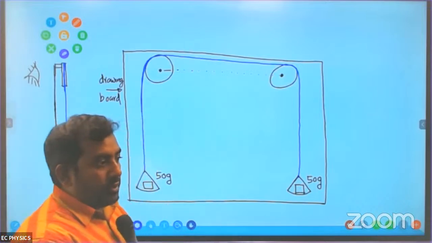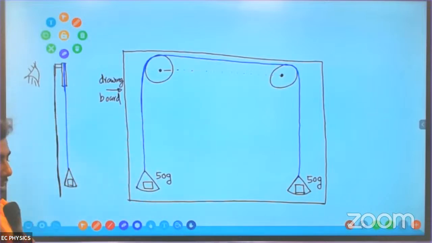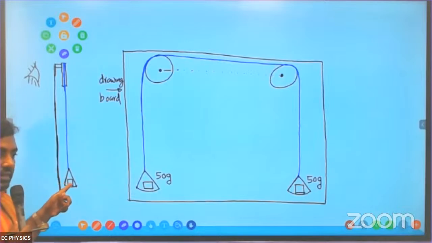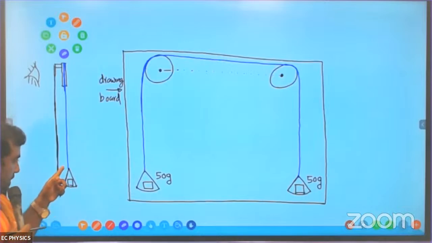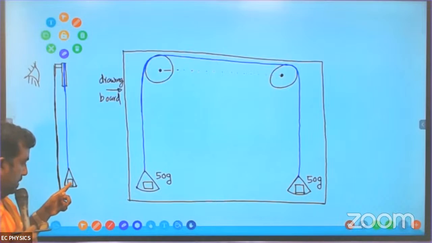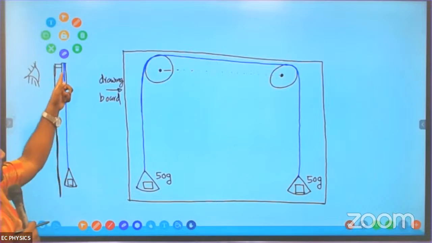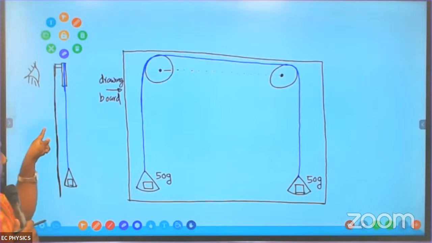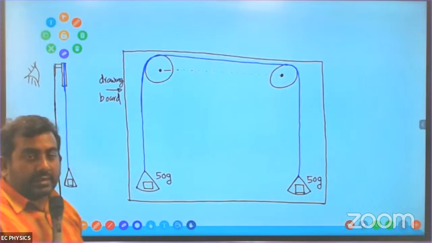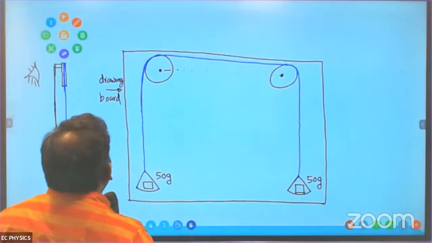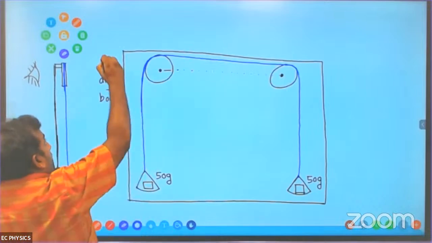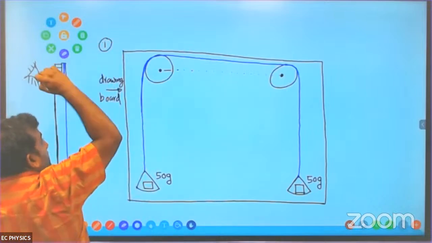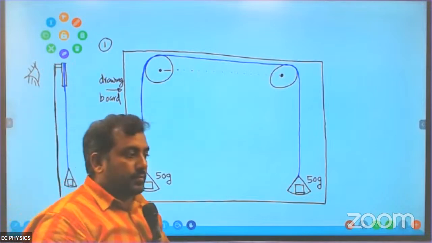This gap is important. So here, string, scale pan, weight, pulley, nothing is touching the drawing board. So this is technically your picture number 1.